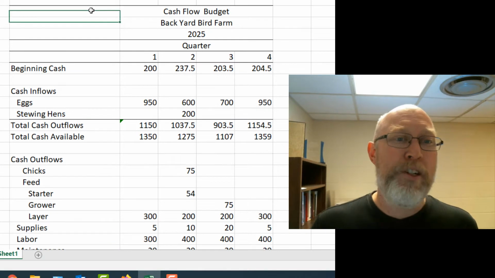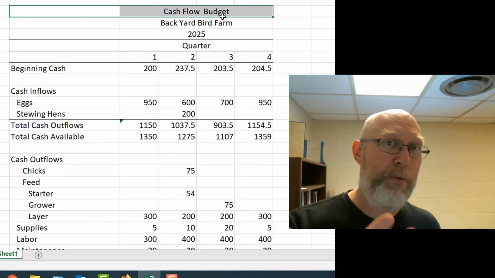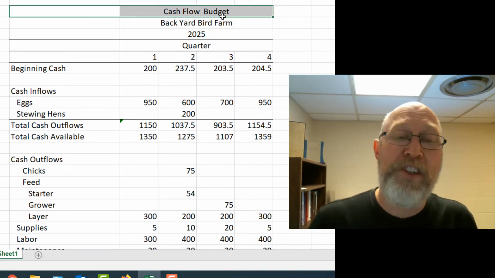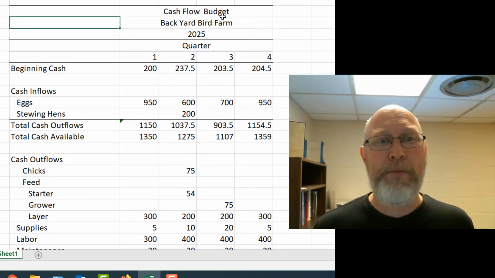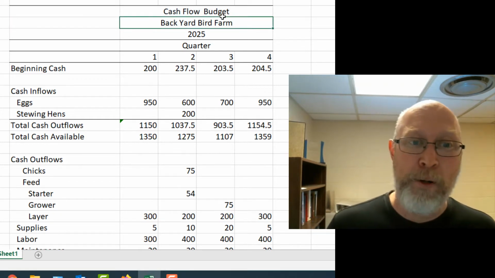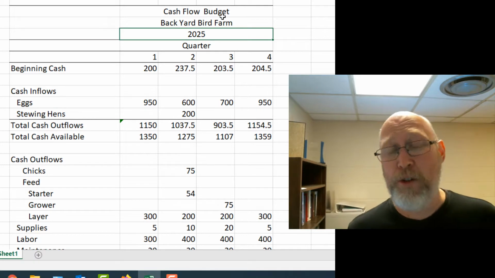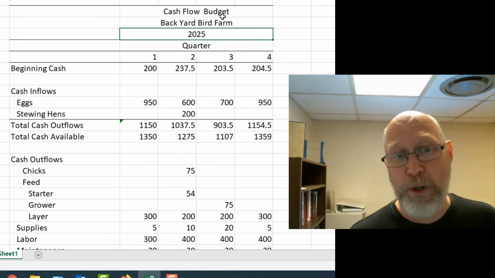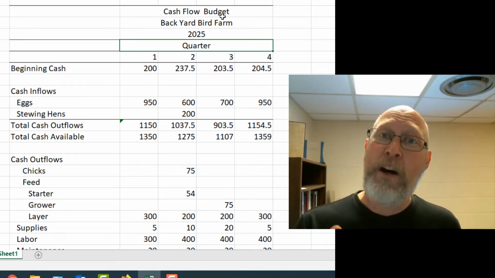So like any budget, you've got to have a title at the top so that the people reading the budget know what's going on. So this is a cash flow budget for a business. I'm just calling that business the Backyard Bird Farm. And it is for a specific year. So this is the cash flows for the year 2025. And I'm going to break it down by the quarter.